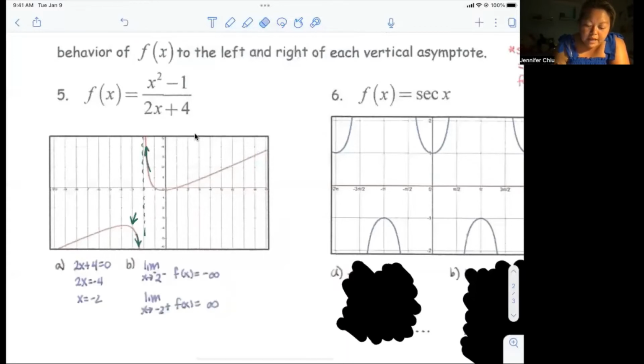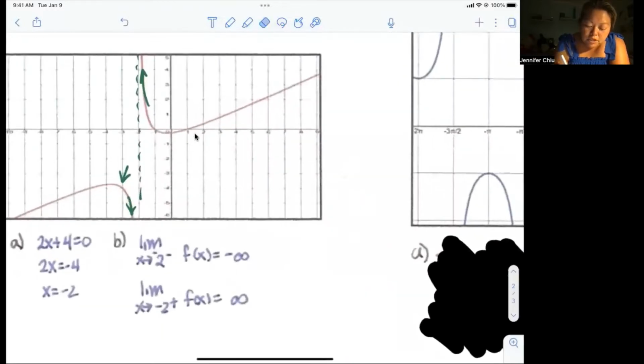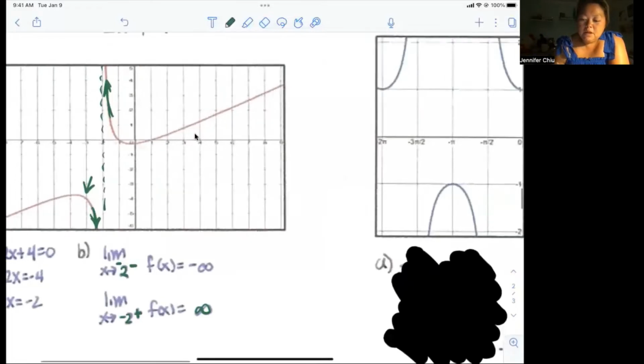So how do I write that? Limit as x approaches negative 2, that's my vertical asymptote, from the left-hand side. So from the left-hand side, I get negative infinity. I'm approaching negative 2 from the right-hand side, I'm going up towards positive infinity. And so that's how you describe the behavior to the left and right of your asymptotes.